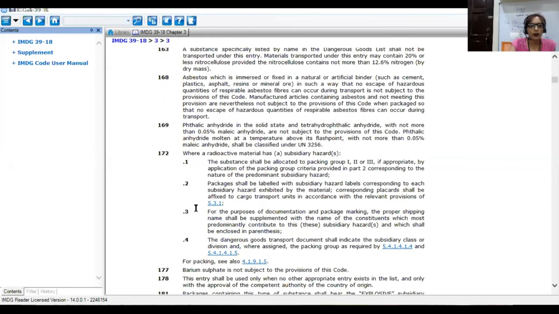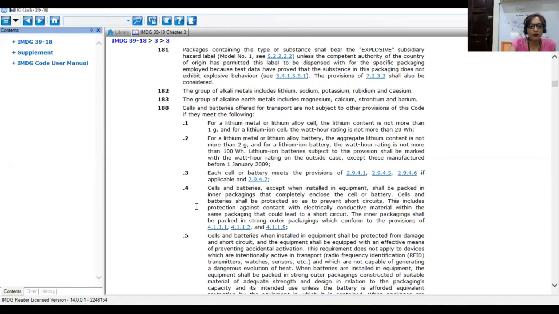All right, so SP188 is defining the type of batteries. Cells and batteries offered for transport are not subject to other provisions of this code if they meet the following. So they say for lithium metal or lithium alloy cell, the lithium content is not more than 1 gram. And for lithium ion cell, the watt hour rating is not more than 20 watt hours. Or for lithium metal alloy, here they give you 2 grams minimum with 100 watt hours.